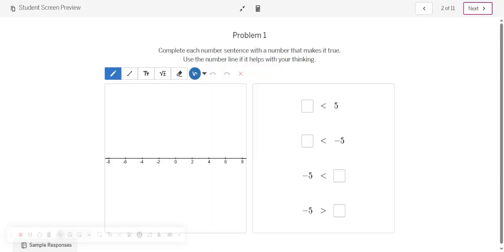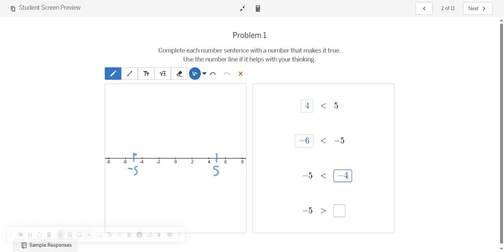So we've got to look at here. Well, 5 would be right between 4 and 6. So I can type 4 is less than 5. -5 will be right over here on the left-hand side. And so when I look at that, -6 is less than -5. But then -5 is less than, this one would be like -4.